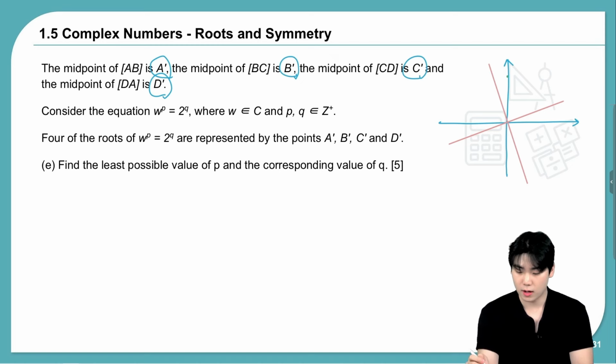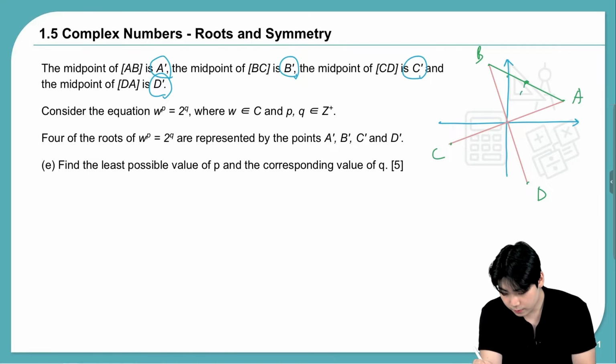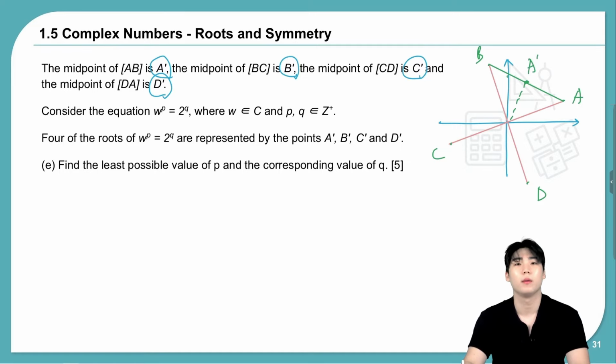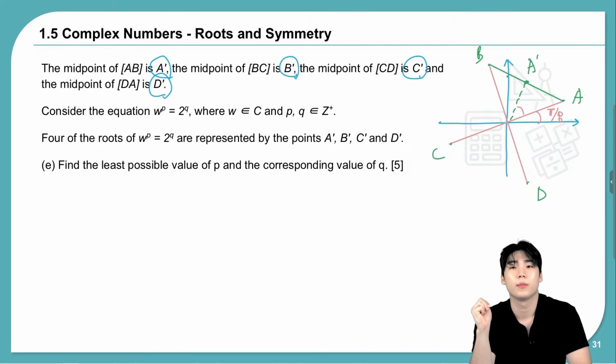Okay, got it. So, this is A, B, C, and D. And I want to find the midpoint of AB. This point is going to be A prime. That's A prime. Whew, that was very difficult. Because we know that this is pi over 8, what is this angle going to be? We know that the difference between A and B, this is pi over 2. And so this is nothing but pi over 4. It's a half of pi over 2, right?